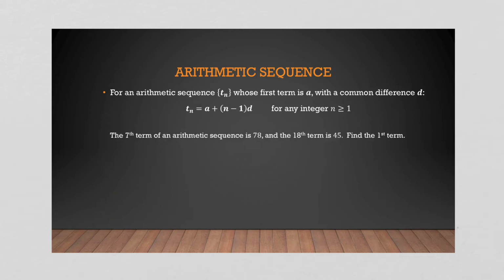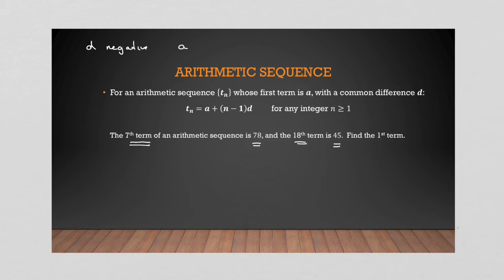So let's continue. This is where things get a little bit complicated, because now I have the 7th term is 78, and I have the 18th term is 45. Well, one, you can see that this sequence is decreasing, so my D is going to be negative, but we don't know what it is yet.